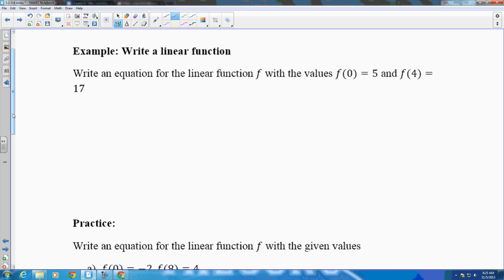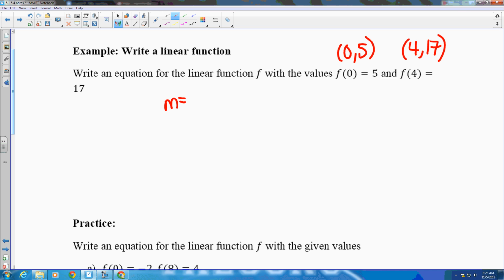Okay, this is actually the exact same as the last question. The only difference is that we have function values, f of 0 equals 5, and f of 4 equals 17. F of 0 equals 5 is the same thing as the point 0, 5, and f of 4 equals 17 is the same thing as the point 4, 17. So we can get rid of that pesky function notation and make this a lot easier.